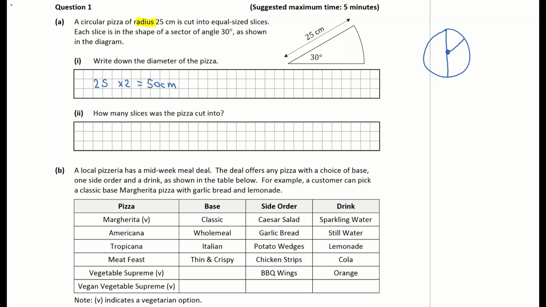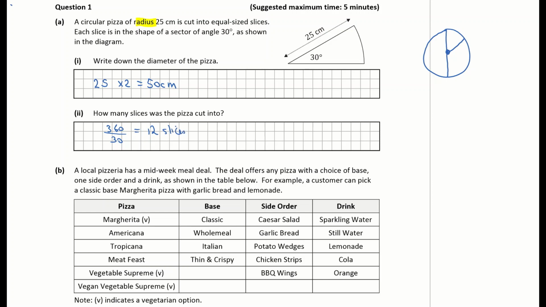How many slices was the pizza cut into? Well, a full circle accounts for 360 degrees and the angle in my sector is 30 degrees. So I basically want to find out how many 30s are in 360, and 360 divided by 30 is giving me 12 slices.